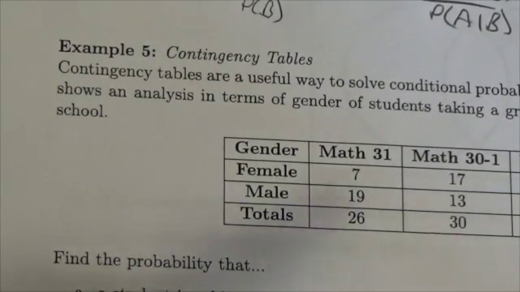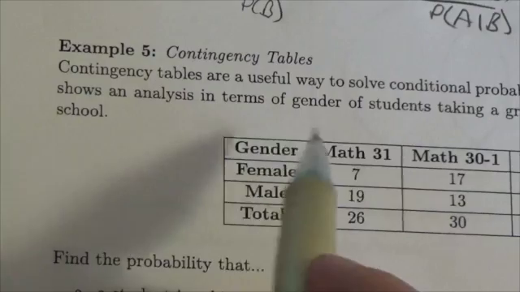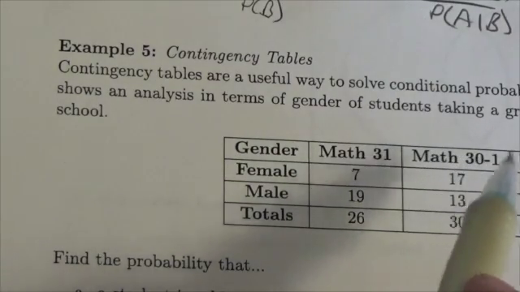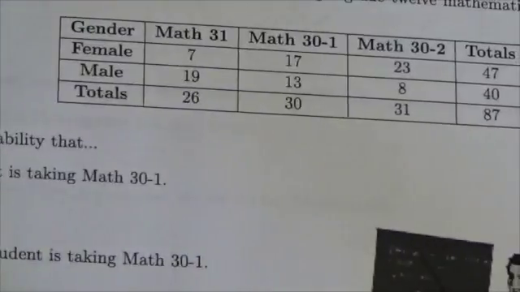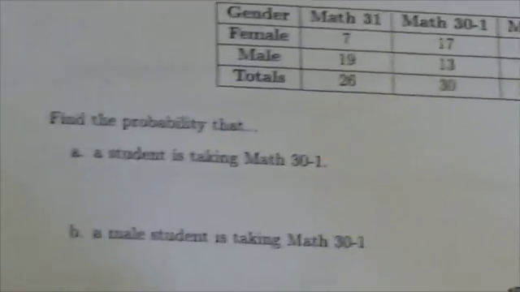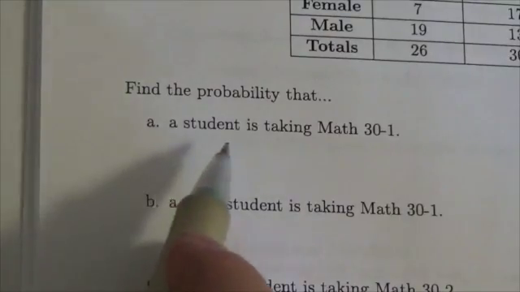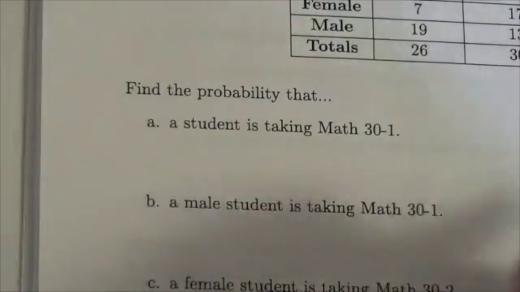The contingency table below shows an analysis in terms of gender of students taking a grade 12 mathematics course at a specific school. And so there's the information right there. You can see that on your own package. So here we go. Find the probability that a student is taking Math 30-1.